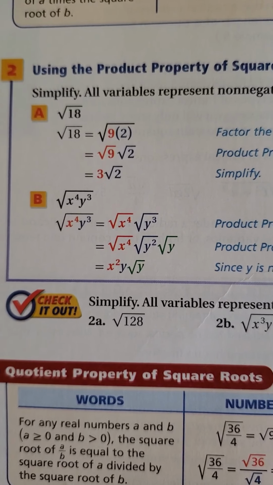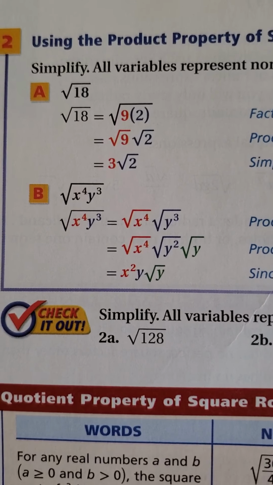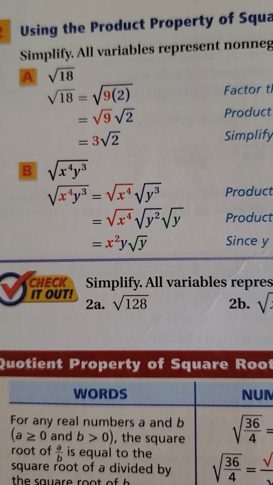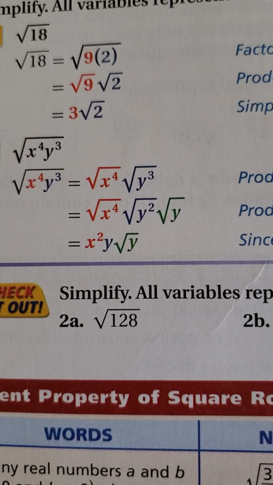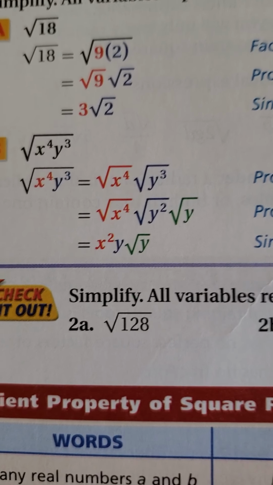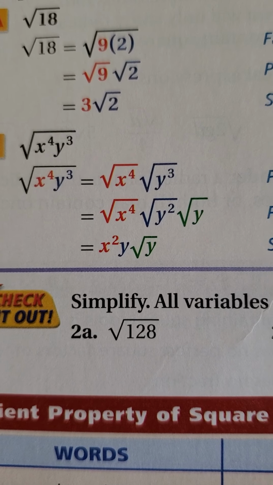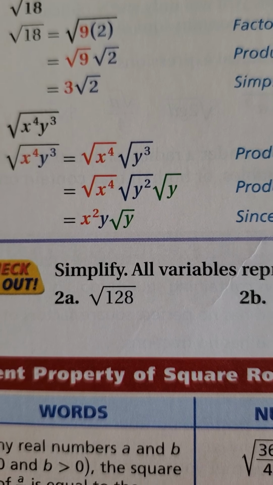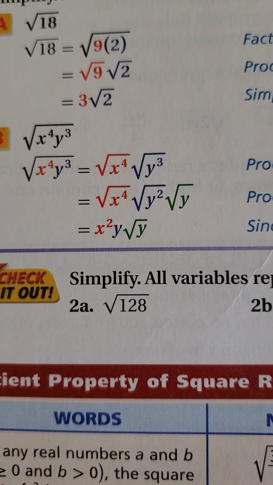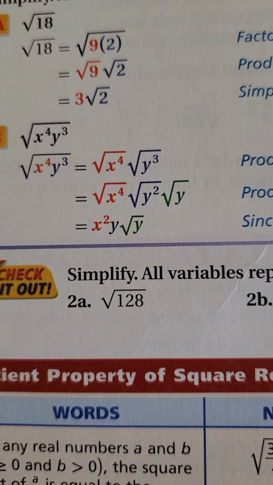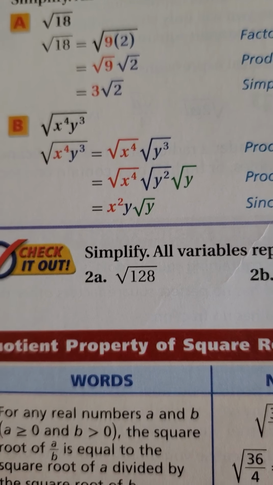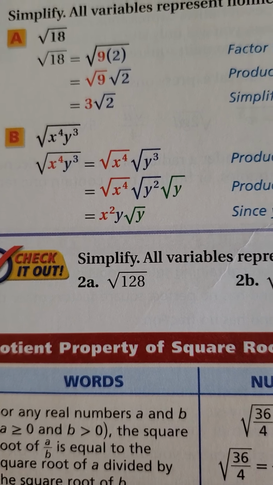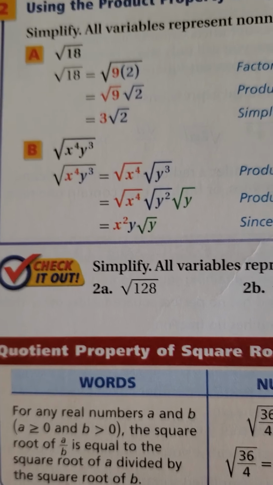The next one is all variables, but that's fine. Think about them separately. Think about the square root of x to the 4th and then the square root of y to the 3rd. The square root of x to the 4th is just x squared. The square root of y to the 3rd could be broken down to the square root of y squared times the square root of y. And you can see how the square root of y squared is just y. So if you follow the colors in this one, red, blue, and green, you can see how this one works out to a final simplified answer there.